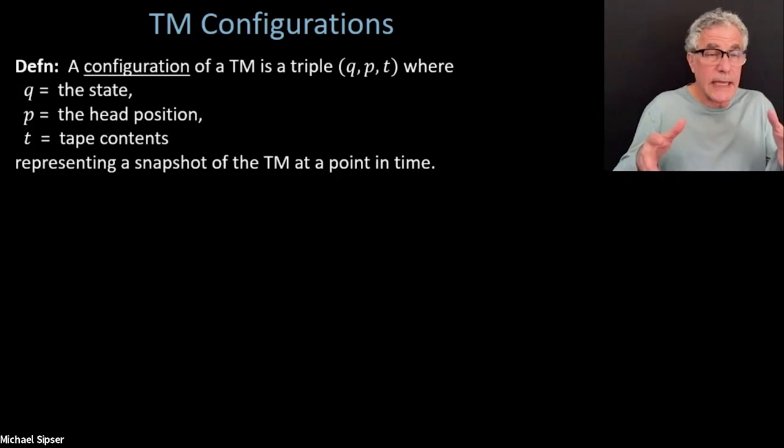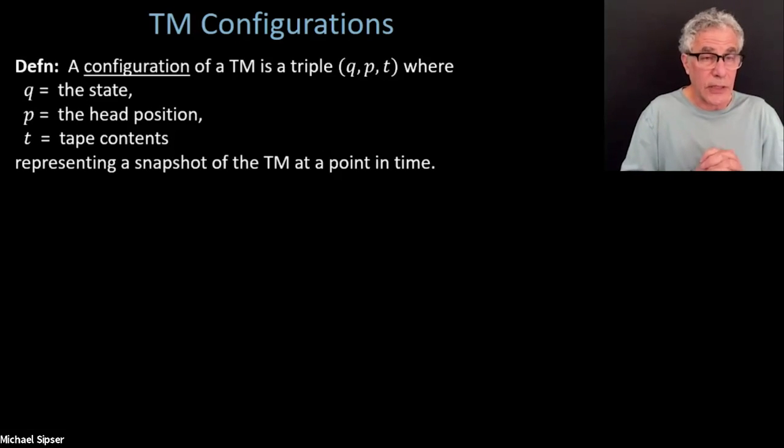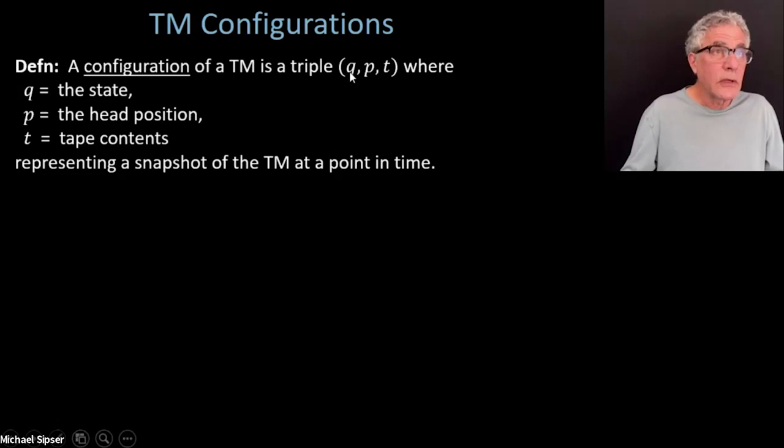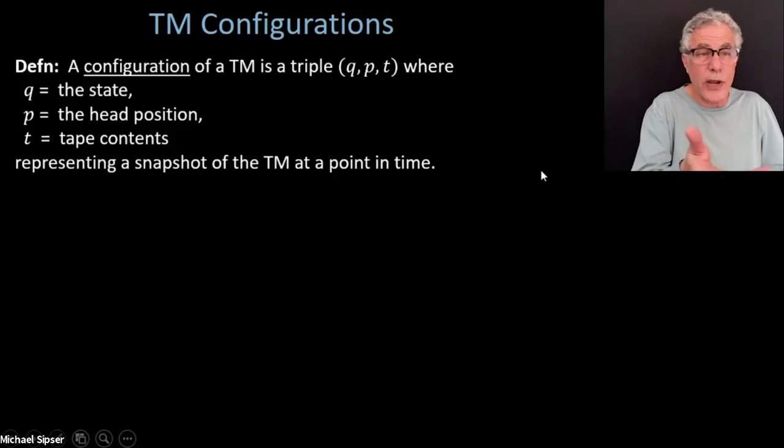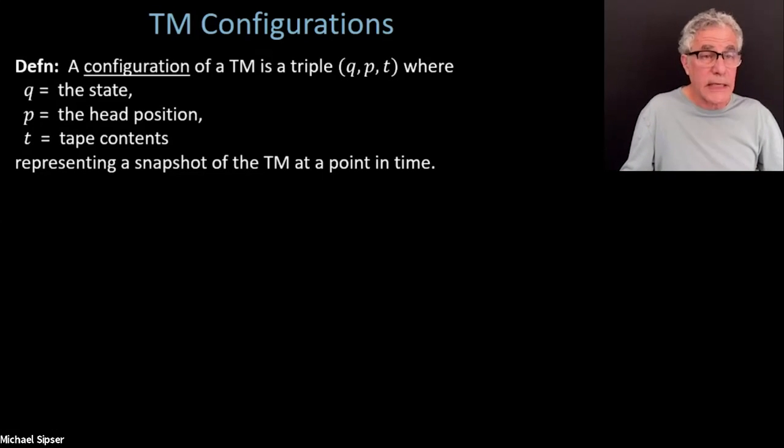That's a full set of the information that you need about the Turing machine that tells you everything about its computation at that moment in time. The state, head position, and tape contents. We're calling that information together, state, head position, tape contents, a configuration. It's a fairly basic notion. If you program, it's like having the states of all the variables and where the current execution of the program is at a moment in time, same idea.